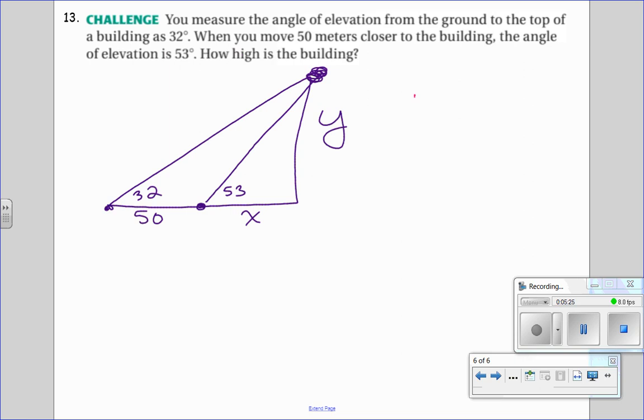Tangent of 32 would be the opposite side over the adjacent side. And the adjacent side is 50 plus x. We've never seen anything like that, so that's going to be fun. I'll use a different color for my second equation. My second equation is going to be tangent of 53 equaling y over x.